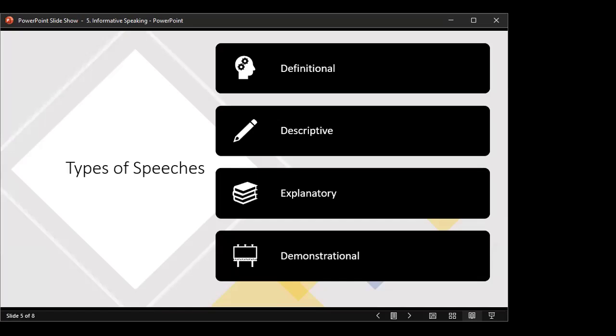The second type of speech is descriptive. Now, descriptive speeches are very detailed. They're very focused. They're very what we would call microscopic. So if you think about zooming in on something, like a GPS app, when you zoom in on your neighborhood, you can see more of the details, but you can see less of the surrounding area. So a descriptive type of speech is very focused on a particular thing.